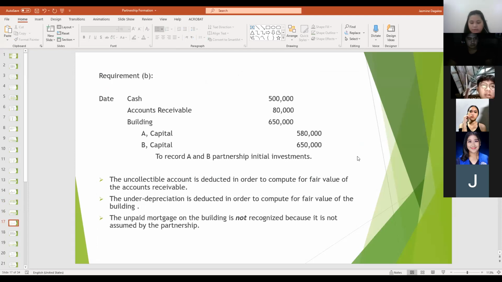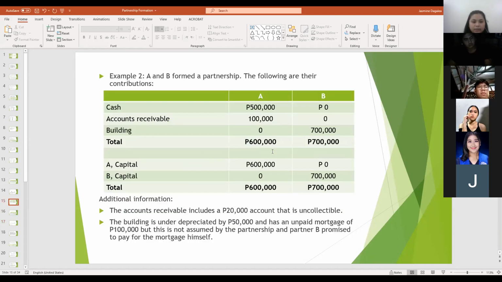So, nag-gets nyo ba yung concept na to? Yes, ma'am. Na pag hindi in-assume ng partnership yung mortgage payable relative to the building or any equipment. Ito yung journal entry. So, pag sinabing not assumed by the partnership, disregard nyo lang yung liability and you measure it at fair value. Fair value is ito, 700,000 less 50,000 under depreciation.